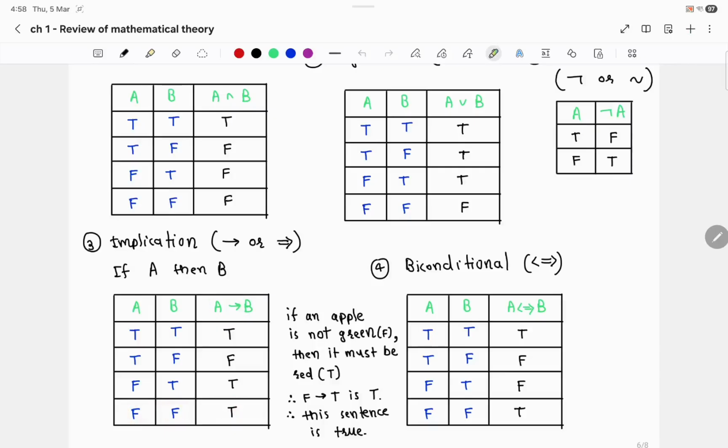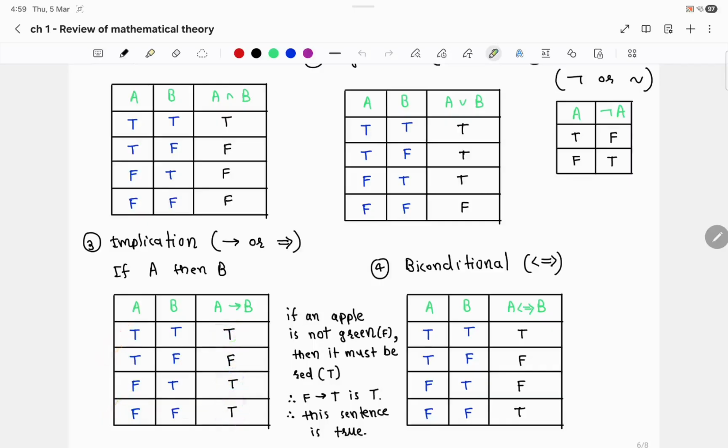What can we say from this implication table? If the first statement is true and the second statement is false, then and only then the implication of both the statements is false. Otherwise, for all other cases, the answer will be true.